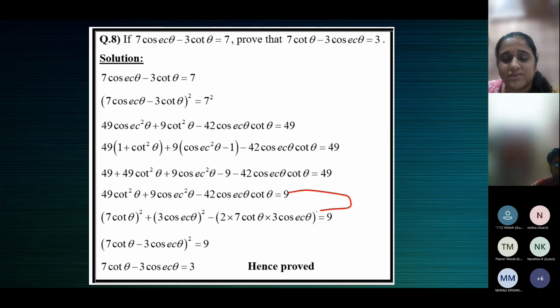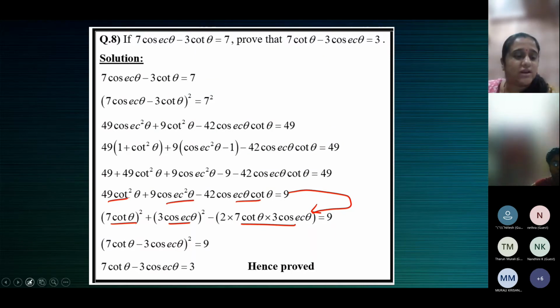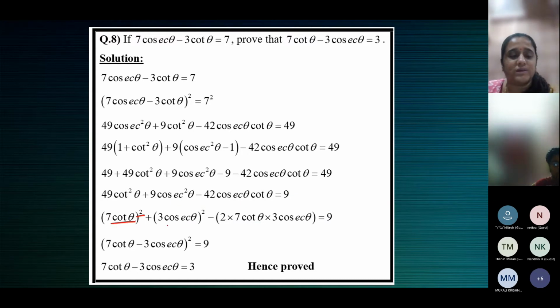You're presenting this step to show that it's of the form A square plus B square minus 2AB. We know that this is A square, this is B square, this is 2AB, but you must convince your teacher that you've really understood. So you should present it in the form A the whole square plus B the whole square minus 2AB, which is A minus B the whole square.